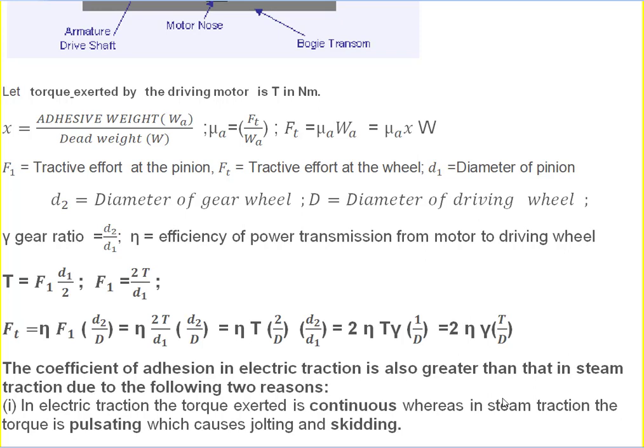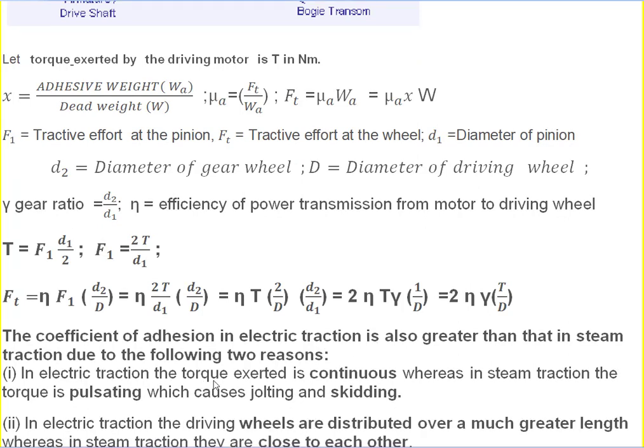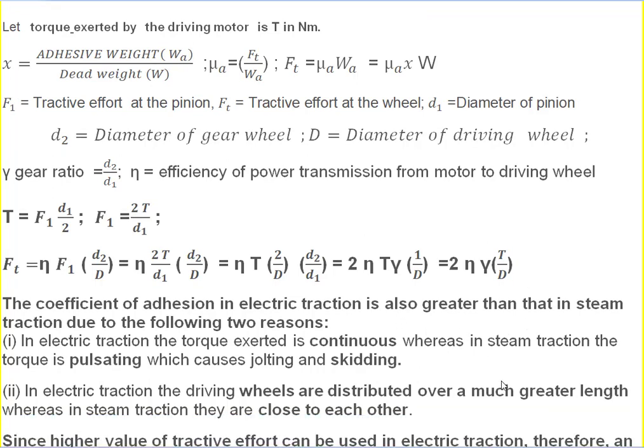And let us see here what is the coefficient of adhesion effect. The coefficient of adhesion in the electric traction is more than that in the steam traction due to the following two reasons. In the electric traction, the torque exerted is continuous, whereas in case of steam traction, it is pulsating, so skidding of the wheels is possible. Similarly, in electric traction, the driving wheels are distributed over a much greater length, whereas in steam traction, the wheels are close to each other, so there is possibility of skidding.